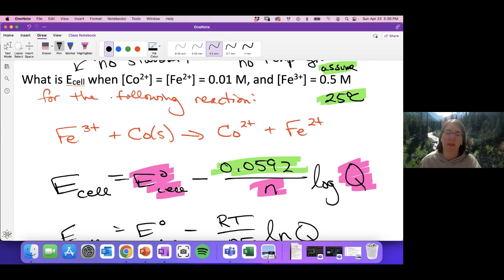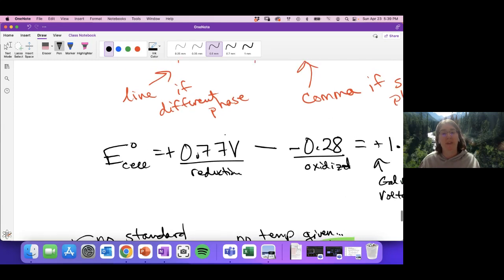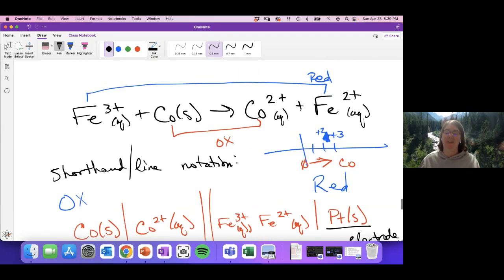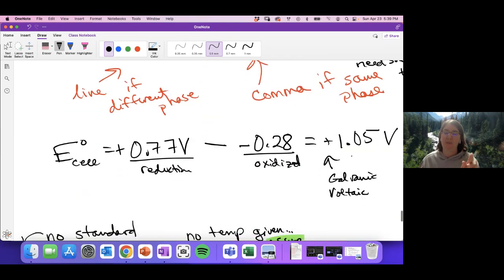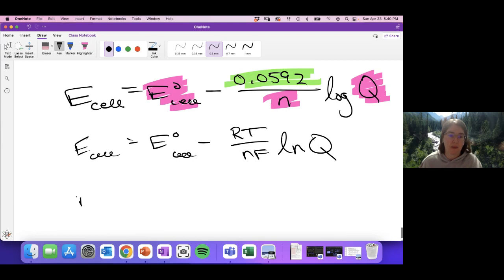The exam problem was also nicer because it gave you E standard of the cell. We actually already solved for that. So I'm actually going to cheat a little and scroll up because it's the exact same question and the exact same reaction, and we already solved for E cell. It's positive 1.05 volts. So same reaction. I am going to just grab that.